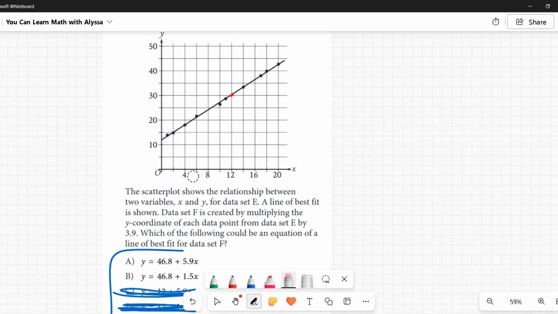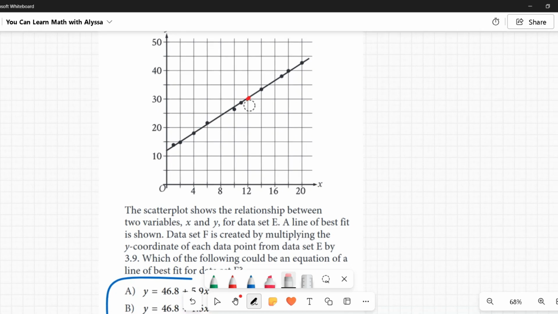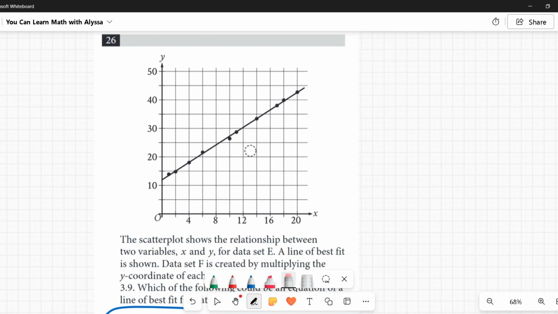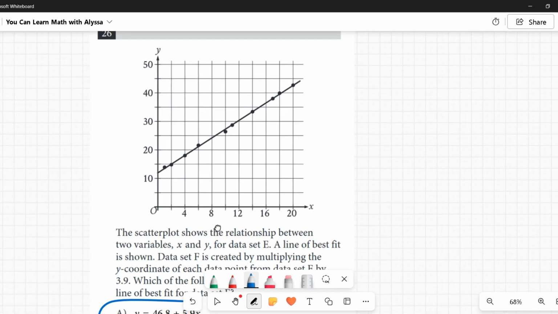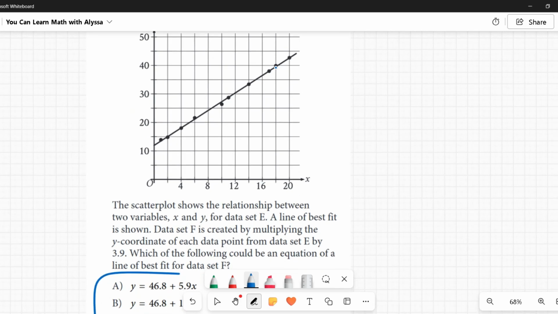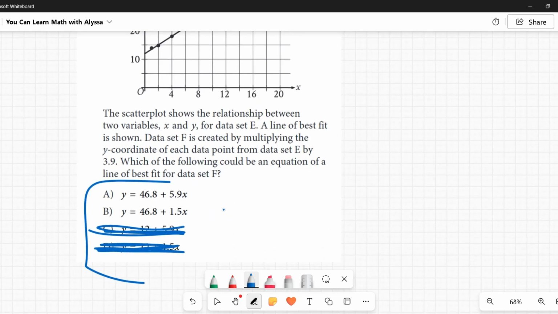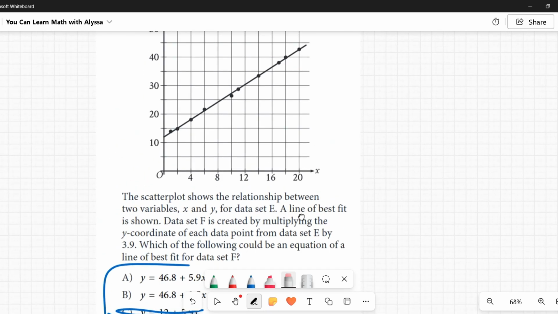Okay, so now let's move on to slope. Let's find two points here, figure out what their new values will be, and then we'll find the slope. That will help us, even if it's not exact, because this line of best fit isn't really exact as to the little points it's going through. It's kind of hard to tell. But this is so different, 5.9 versus 1.5. We'll be able to tell which of those is closer because it's asking which could be an equation.